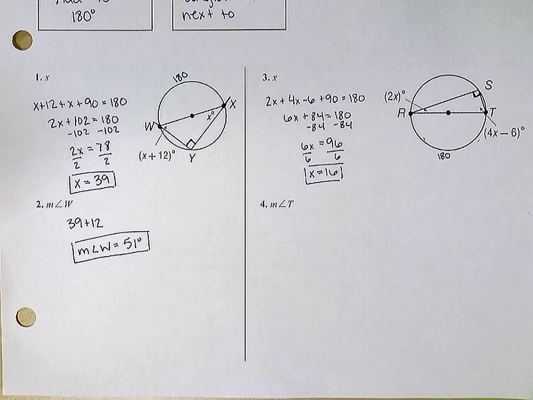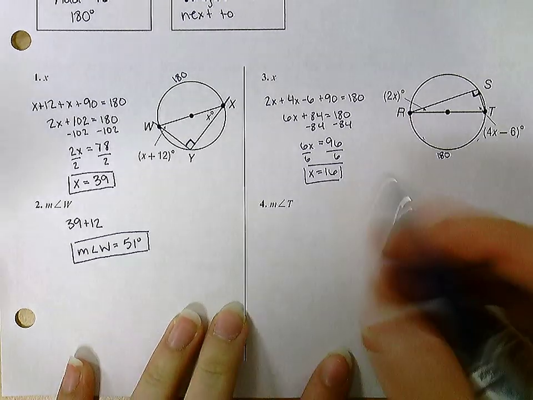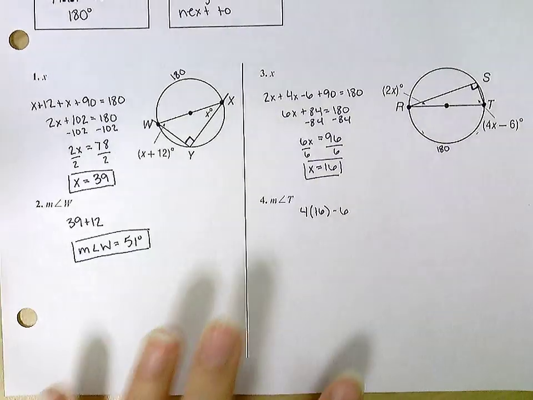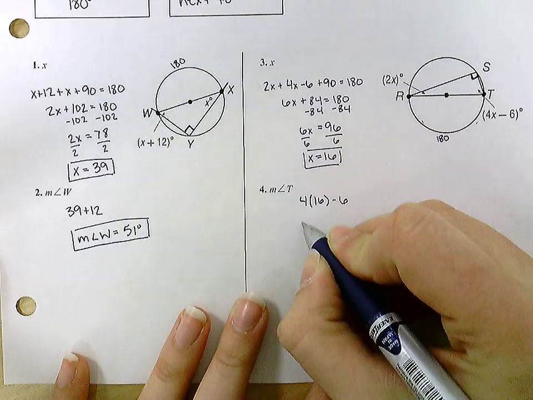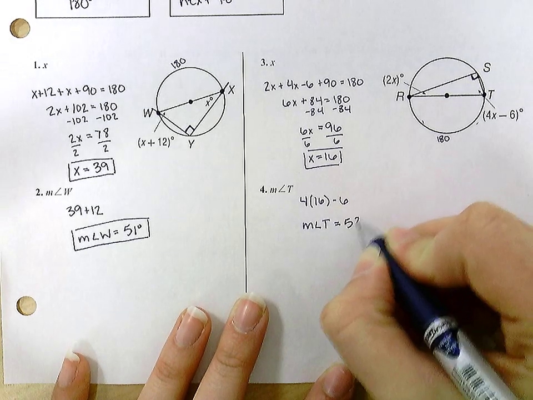Okay, then in number 4, you are solving for the measure of angle T. So since I know what x is now, I can just plug in 16 for x. So I have 4 times 16 minus 6. And you do end up getting the measure of angle T is equal to 58 degrees.